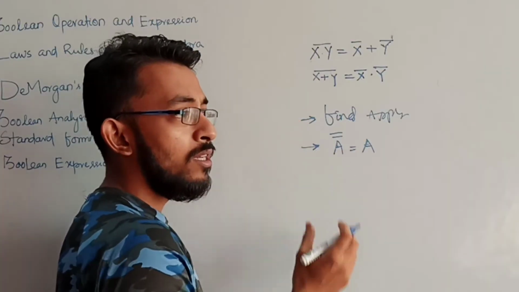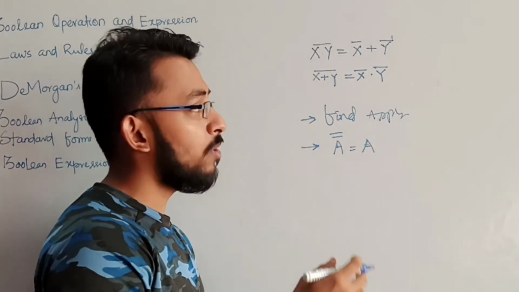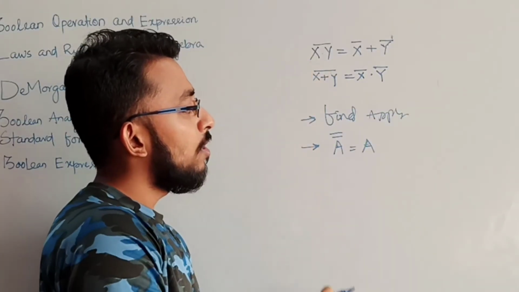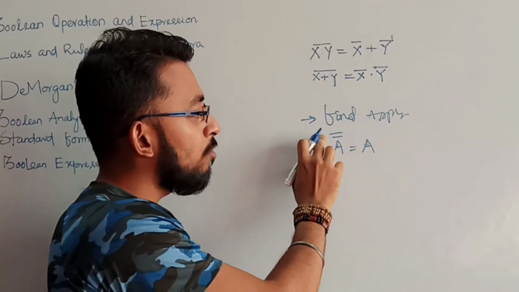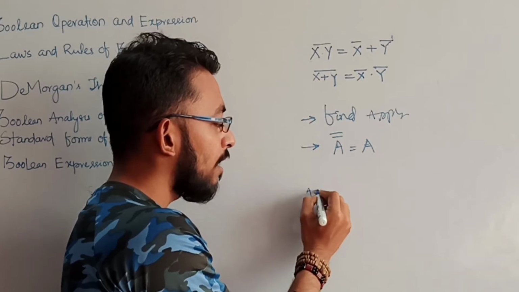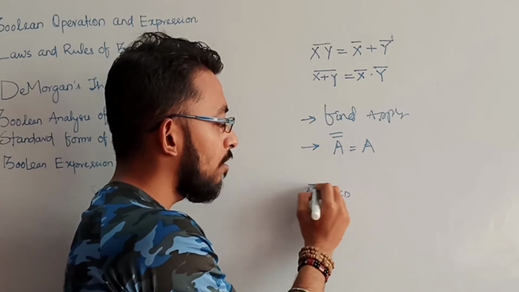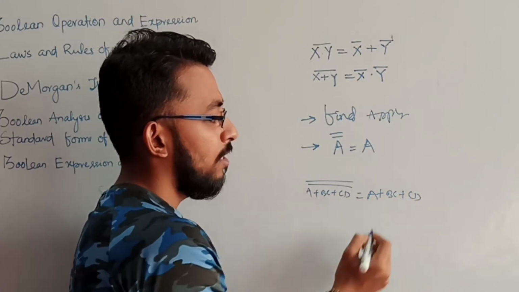That means if any question is there, first we have to see upon which term I can apply De Morgan, either this form or this form. Second thing, after applying, I have to use this rule, which is nothing but a bar bar is nothing but a. In place of a, it can be anything. A plus BC plus CD bar bar will be the same: A plus BC plus CD.